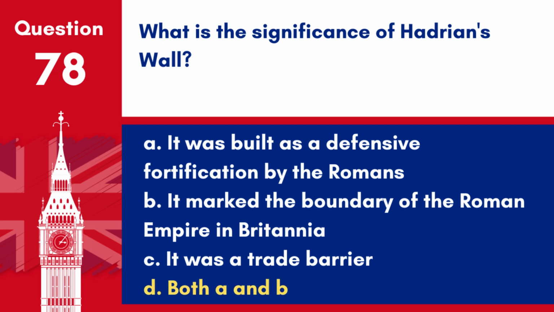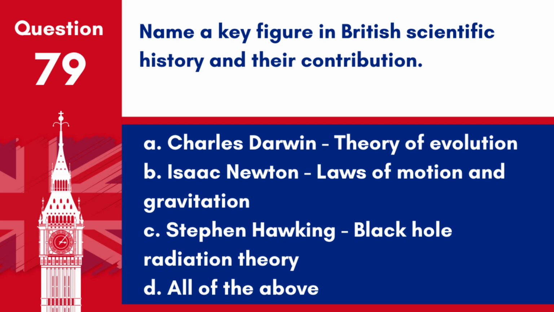Answer: D. Both A and B. Hadrian's Wall was built by the Romans as a defensive fortification and marked the northern limit of the Roman Empire in Britannia.